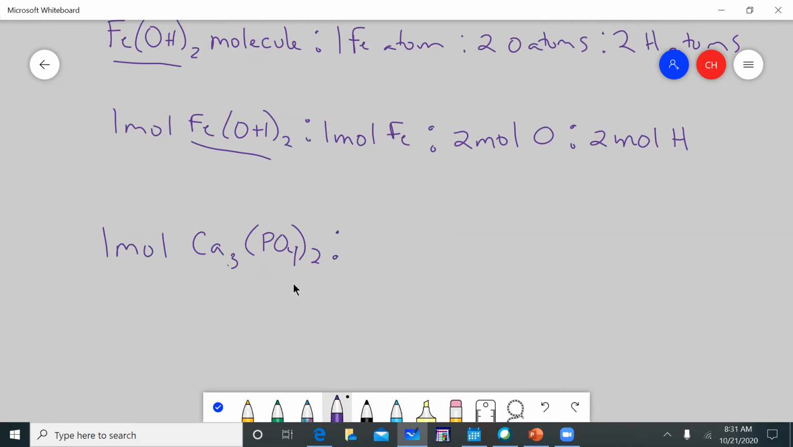Okay, so for every 1 mole of this, how many moles of calcium are you going to get? How many moles of phosphorus are you going to get? And how many moles of oxygen are you going to get, or do you need in order to make the correct formula? So just a minute for that.